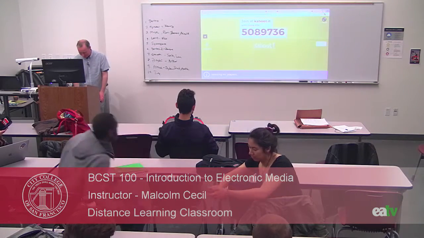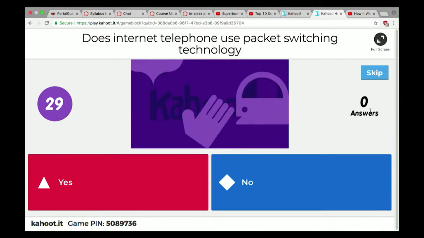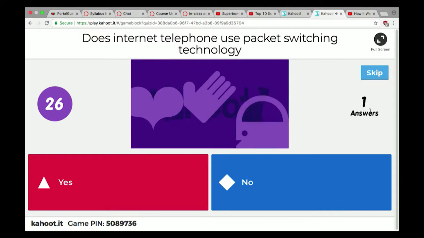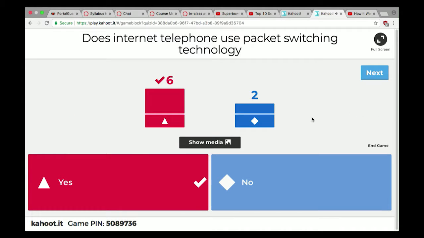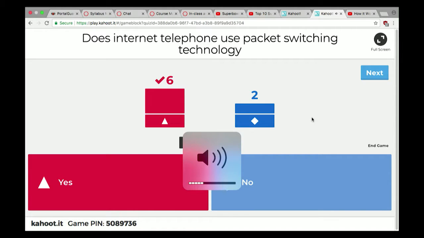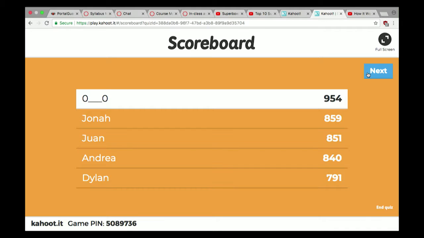Hey, Thomas. No problem. All right, the question. Does internet telephone use packet switching technology? Yes, six people got it right. So the answer is yes. All internet telephony, mobile telephony since 3G, they all use packet switching. Your voice is chopped up into packets and it goes along with the data as well. But it has a higher priority because we have to keep your voice sounding real as it goes through the network, but it is packet switched.